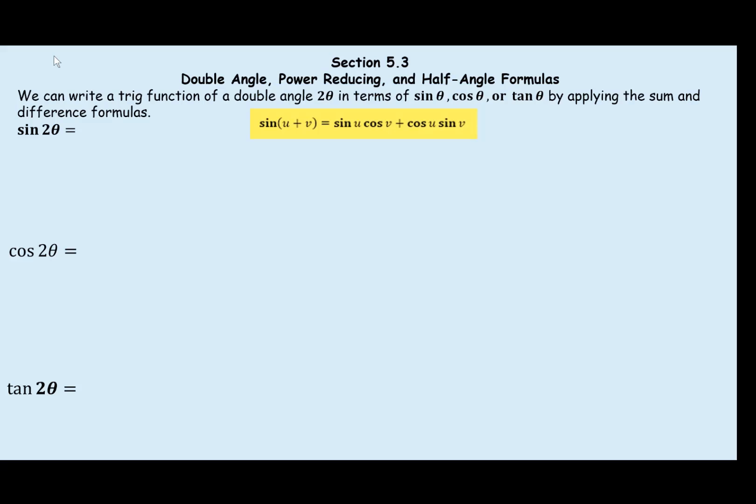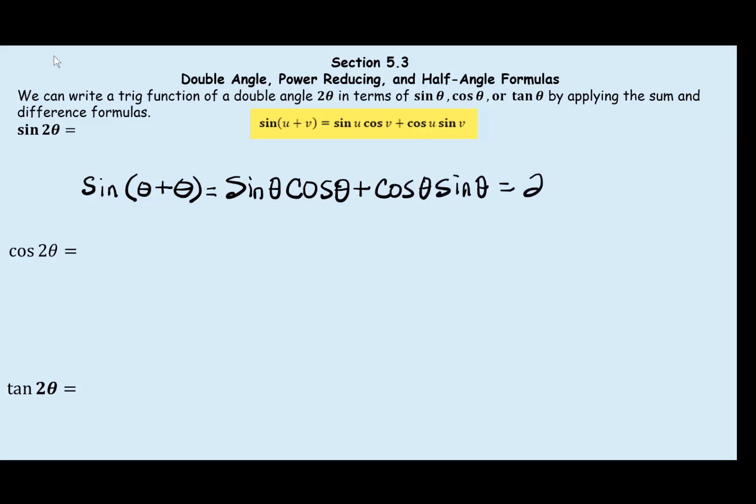So the sum formula for sine is sine u plus v is equal to sine u cosine v plus cosine u sine v. So we can use that to find sine 2 theta, because we can just write sine 2 theta as sine theta plus theta. That's the same thing as sine 2 theta. Theta plus theta is 2 theta. So we just plug that into the formula, and we have sine theta cosine theta plus cosine theta sine theta.